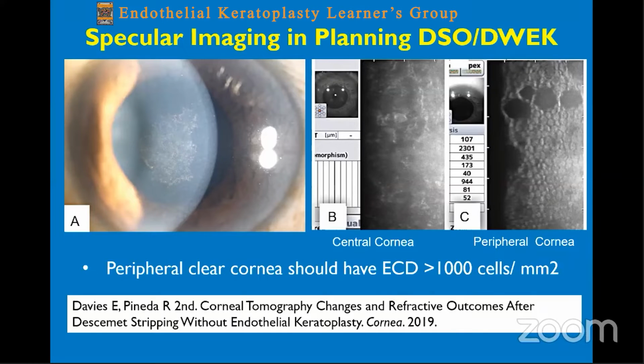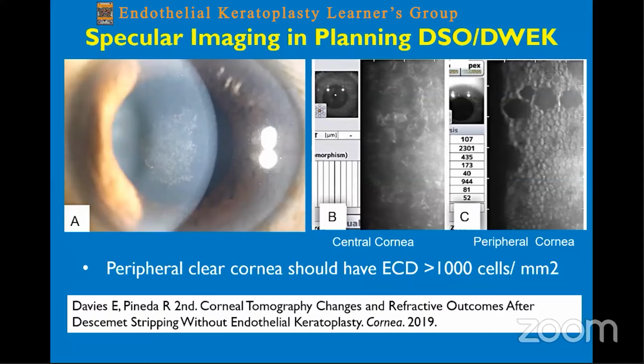However, if you look at the peripheral part of the cornea, by just asking the patient to look down, you can get the specular images from all different mid-peripheral areas, and you can see how much is the endothelial cell density reserve in the periphery. In this patient, the cell density reserve is 2,300, which is pretty okay.